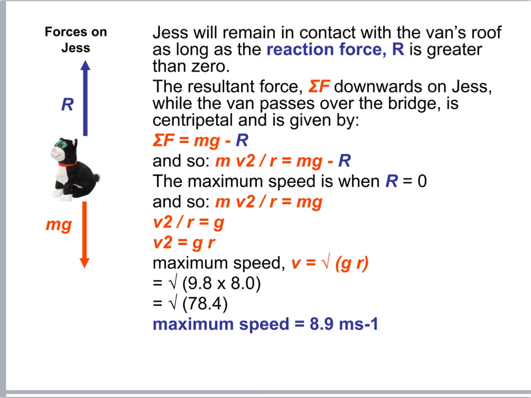So we need to consider that R is 0, because that's the maximum speed Pat could travel over the bridge. And when R is 0, we can put that into the equation that the centripetal force is equal to mg minus 0. And therefore, working those through, we get mv squared over r is equal to mg. We rearrange to find what v squared is, and then solve to get the maximum speed that Pat could travel over the bridge, which is 8.9 metres per second.